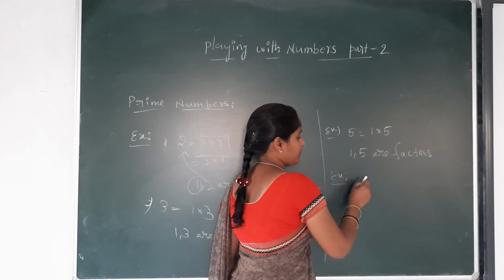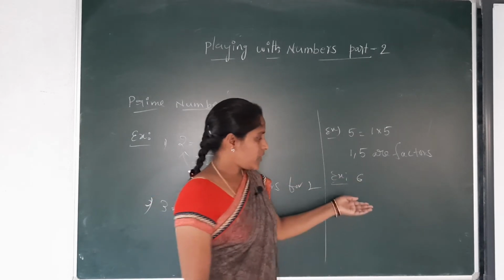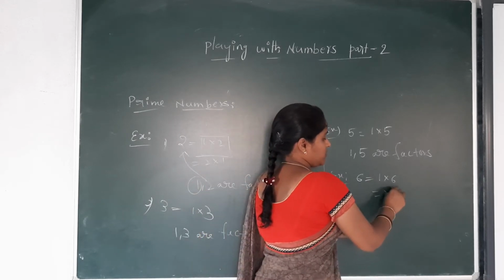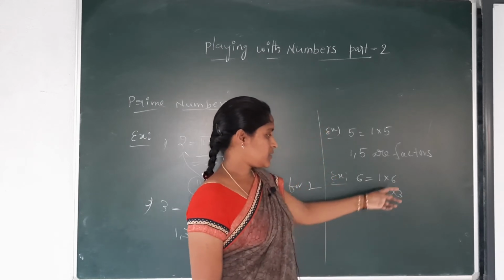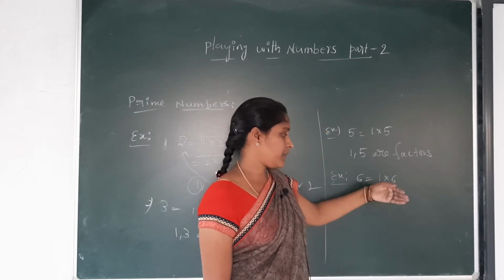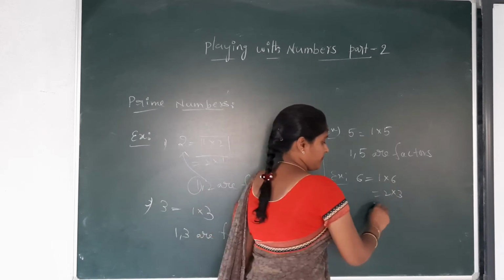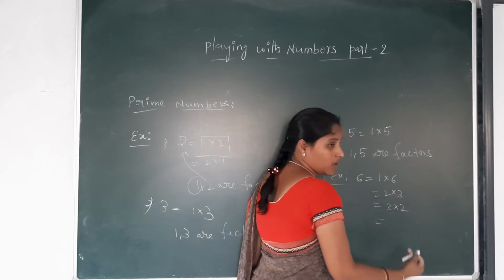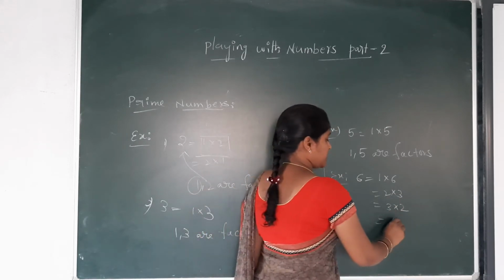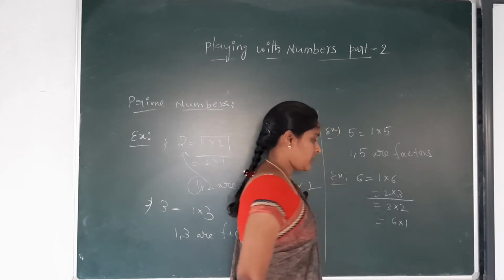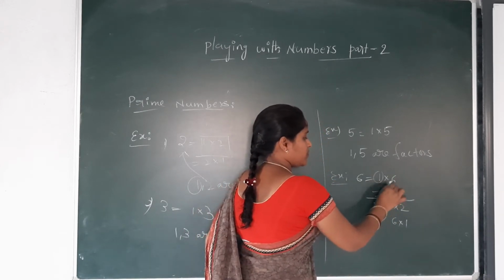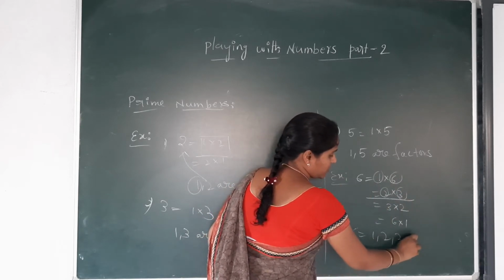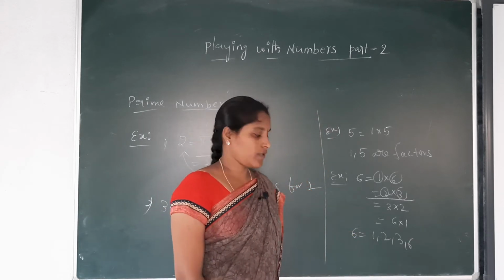Next example, 6. We are going to find the factors of 6. 1 sixes are 6, 2 threes are 6, 3 twos are 6, 6 ones are 6. If the factors are repeating again, up to here is enough. 1 table, 2 table, 3 table again 2 times, 4 table not possible, 5 table not possible, again 6 table 1 time. So up to here is enough. 1, 2, 3, 6 are the factors of 6.